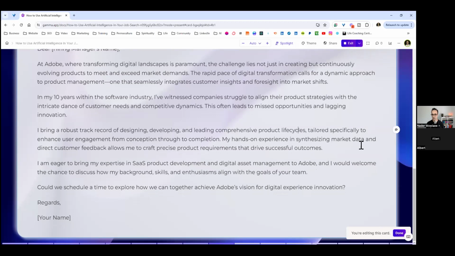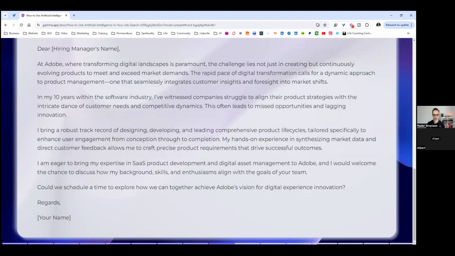Come on, go to the next page. Here we go.